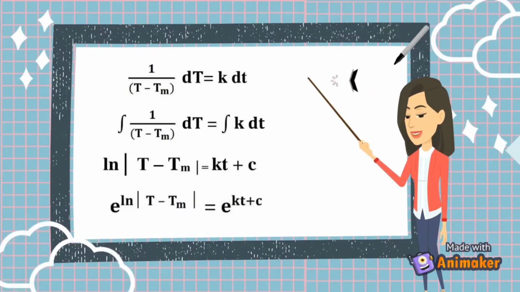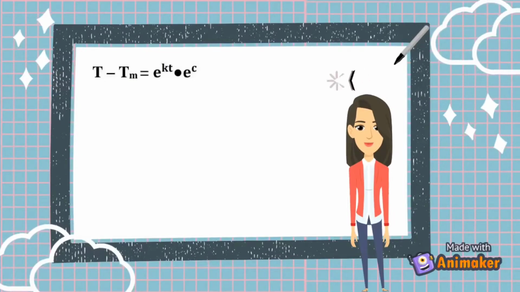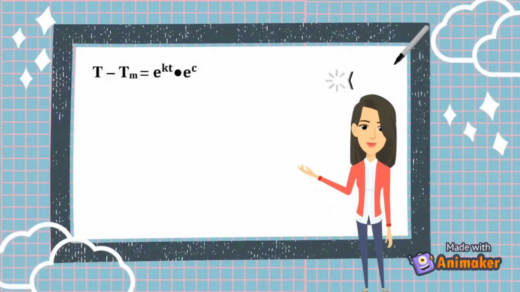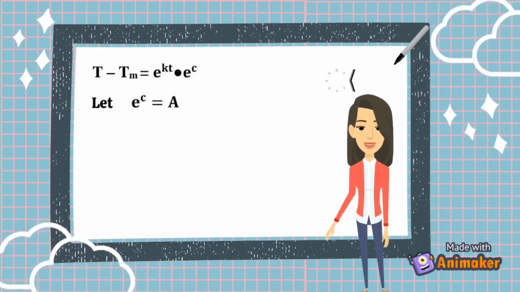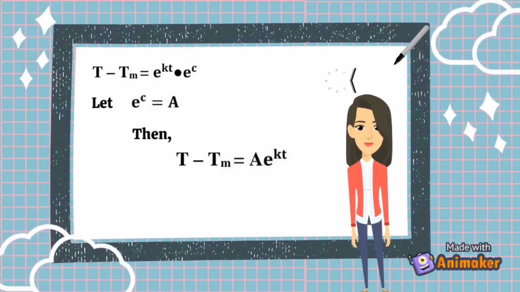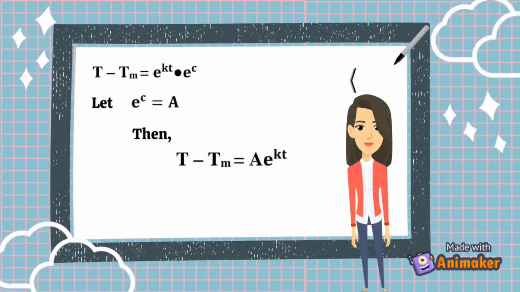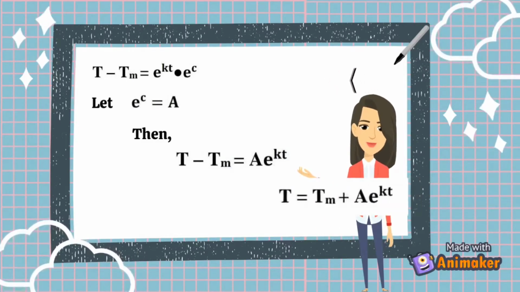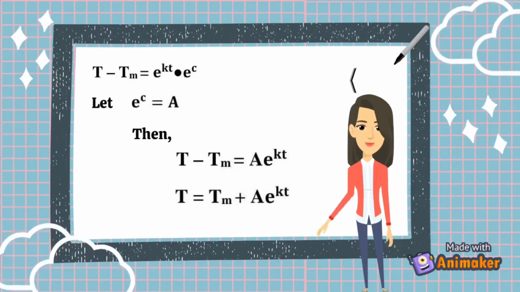Then we multiply both sides of the equation with the exponent. So we get T minus Tm equal to e to the power of kt multiply of e to the power of c. Since e to the power of c is a new constant, then we denote it as a. Then we get T minus Tm equal to a e to the power of kt. Next, rearrange the equation to form T equal to Tm plus a e to the power of kt.